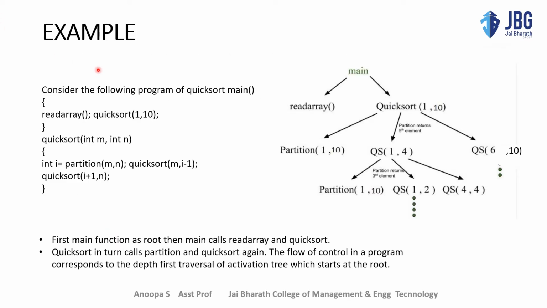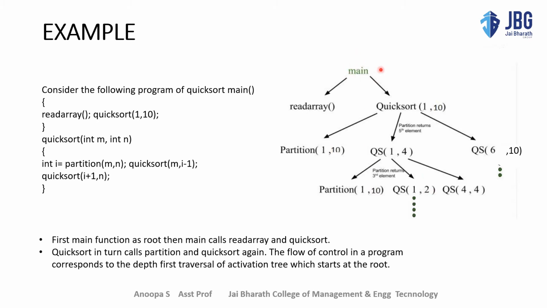This is an example, and this is a recursive function, quicksort. So this is the main function. There are two procedures, read array and quicksort. Within quicksort, with int m, int n, first we will call partition. We know that when we do quicksort, we find a pivot key, then we divide the array into two parts, before the pivot and after the pivot, and then we again call the quicksort function. So partition(m, n), then quicksort(m, i minus 1) where i is the pivot, and again quicksort(i plus 1, n). So this is the corresponding activation tree.